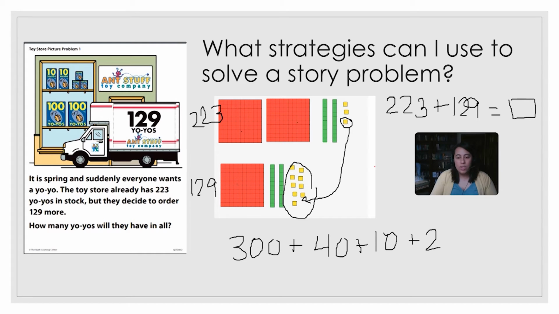So my numbers, let's see, I want to put my tens together first. I have 50. So my final number of yo-yos will be 352. And I might write a sentence to answer this question now, that there are 352 yo-yos in all.